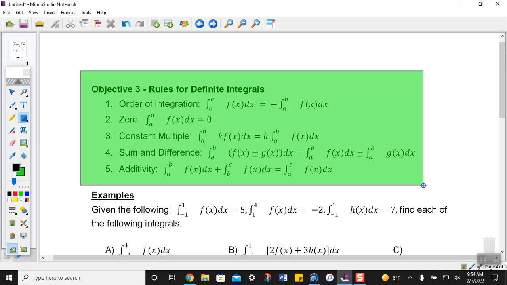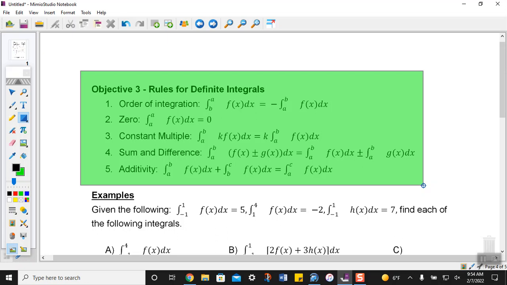Objective 3 says rules for definite integrals, okay? My friends, look at order of integration right here. What's your lower limit right now? B. What's your upper limit? A. Okay, it says if I ever have a definite integral from a lower limit of b to a of some function f of x, that's gonna equal, okay, the thing I want you to notice right here is this. What did I do to my limits on the right? You flip them. Instead of a and b here, they got B and A. They got flipped, okay?